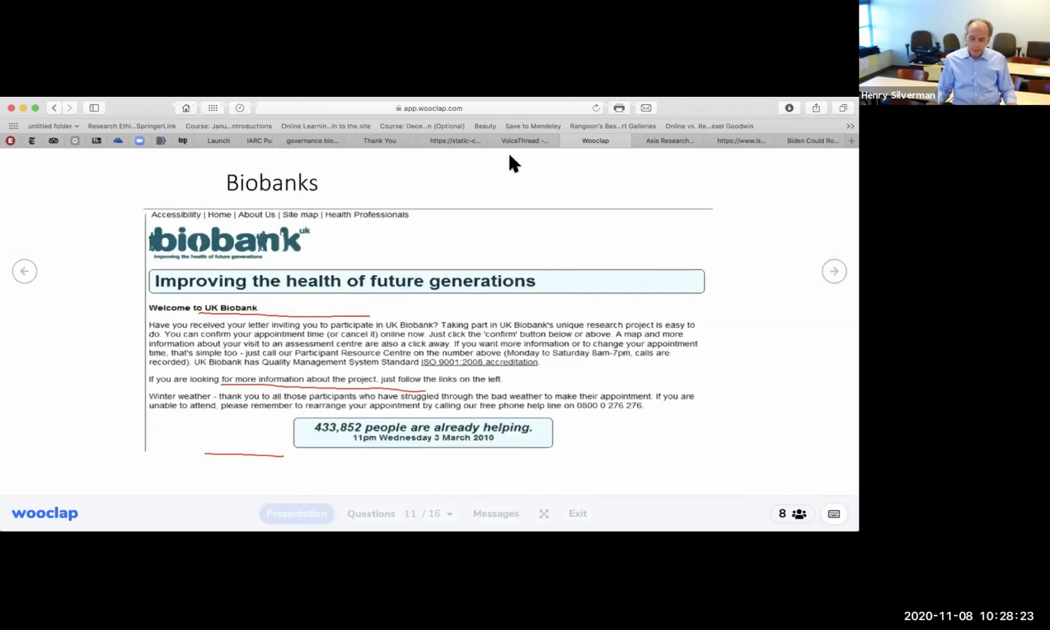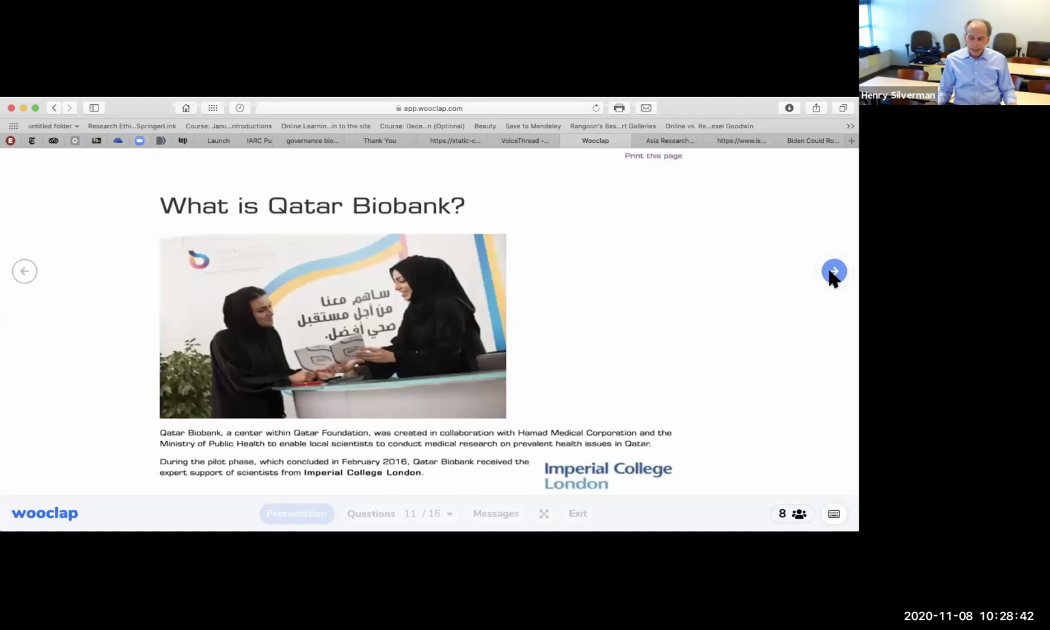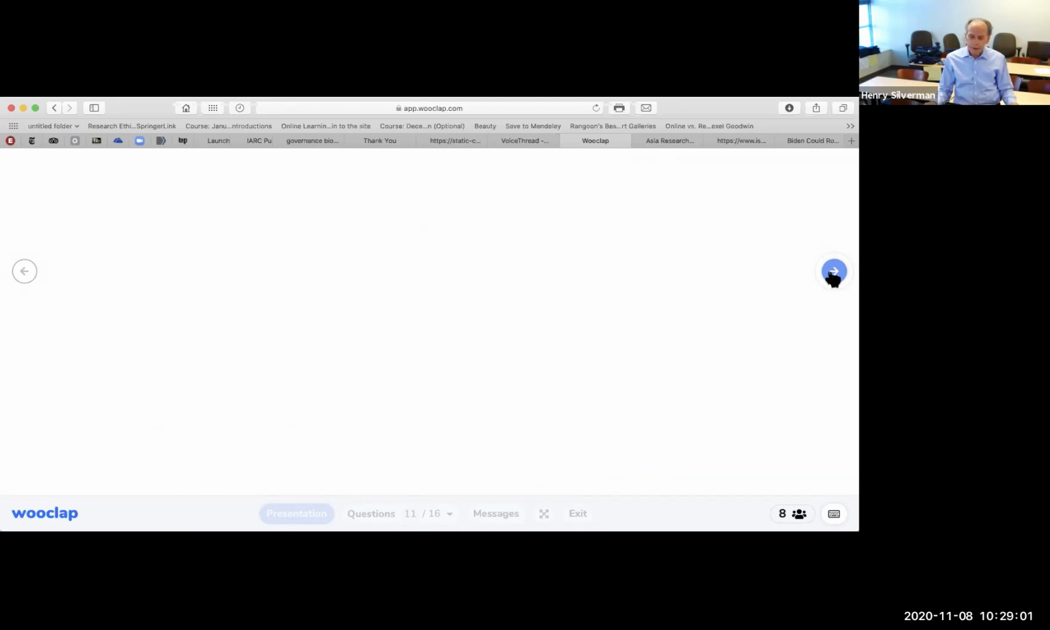This is the screenshot of the website for the UK Biobank, which initially enlisted 500,000 people from the UK. And this is the Qatar Biobank as well. Saudi Arabia has several biobanks, and there's several biobanks in Jordan and Egypt as well.